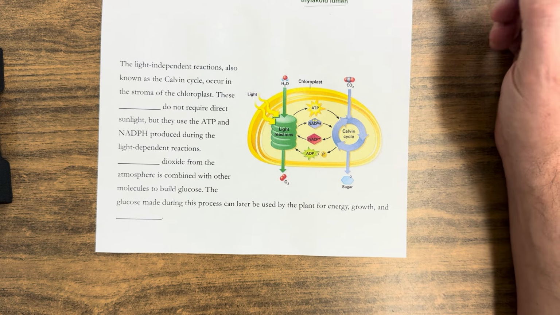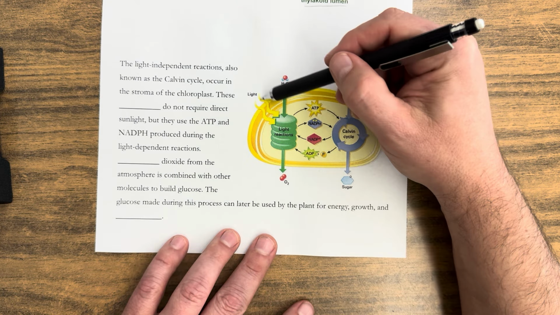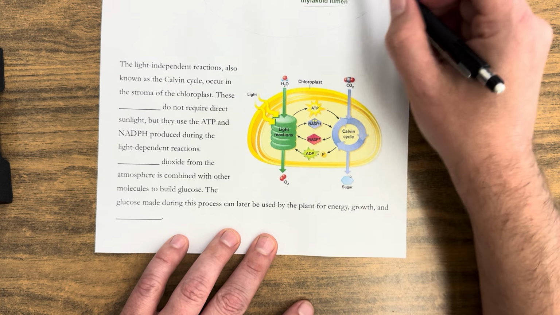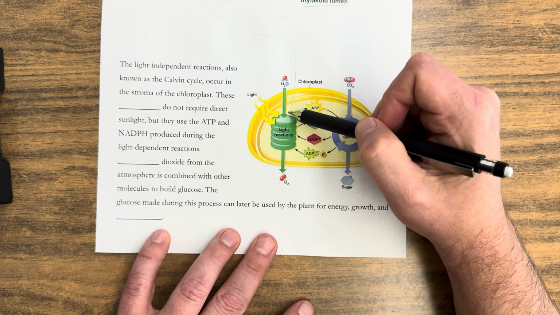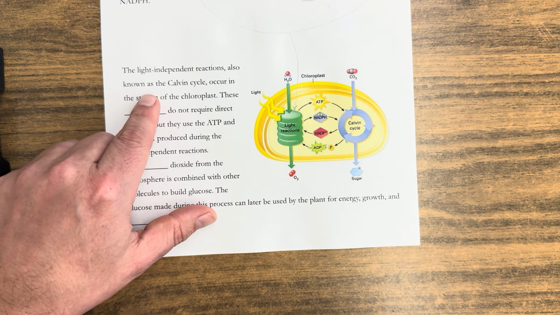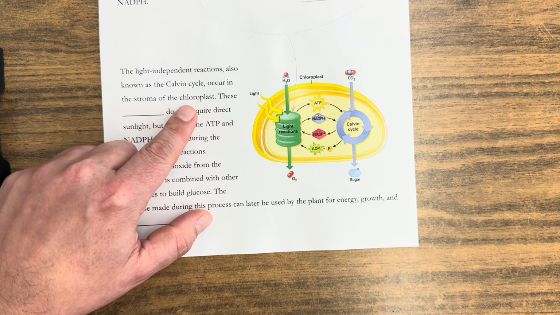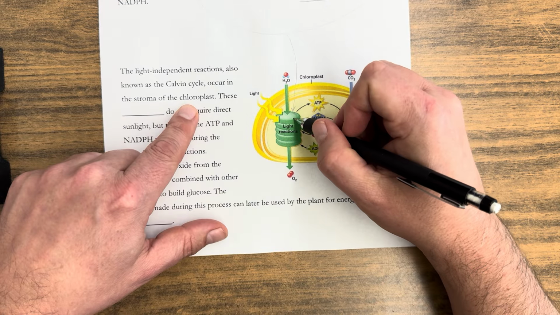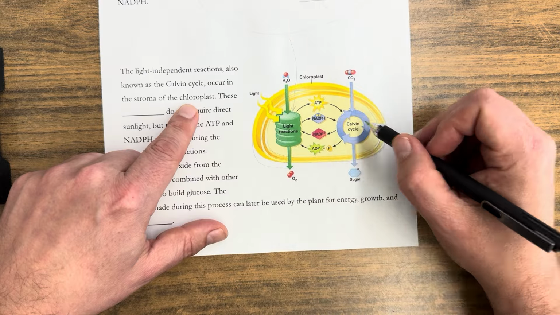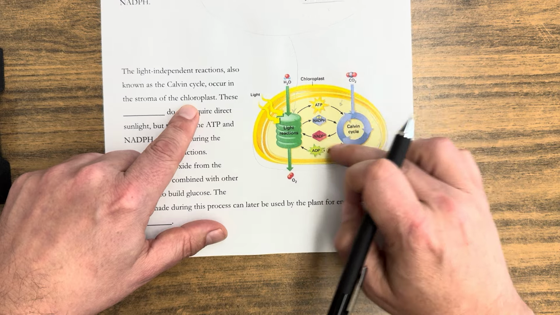All right, now the next part is the light-independent reaction. So we see light coming in here, and here's our thylakoid membrane. So all of this was taking place in there, okay? The light-independent reactions, also known as the Calvin cycle, occur in the stroma of the chloroplast. So now, instead of talking about inside of the thylakoids, now we're inside the chloroplast, and think about it as like the liquid space inside the chloroplast, all in here.